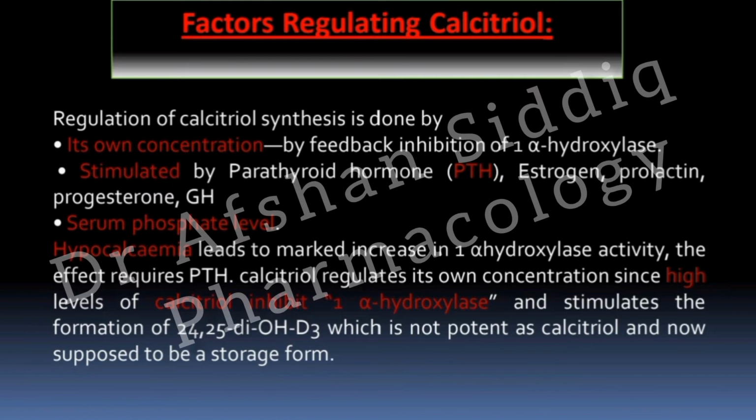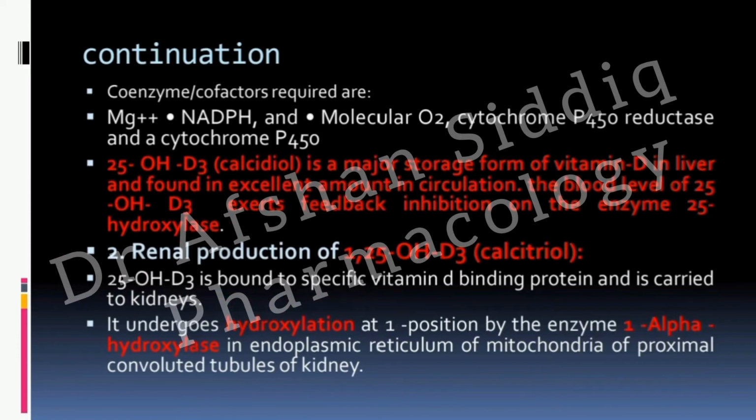Okay. Now come to the second organ where further activation will take place, which we already said is the renal area or kidney area. So in the renal portion, production of another compound known as the active form takes place, and it is 1,25-dihydroxy D3.